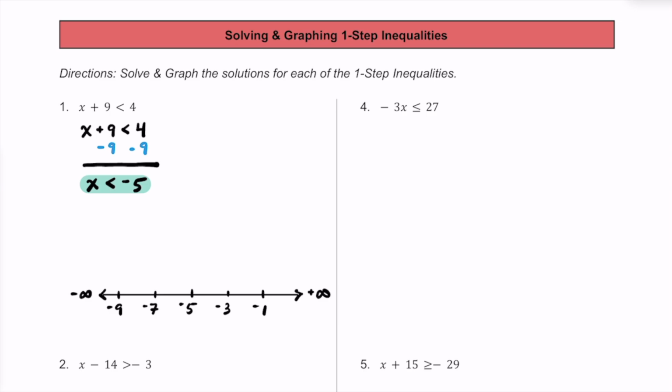Now we know x has to be less than negative 5. That's where we're going to put an open circle on negative 5 because x is not allowed to equal negative 5. You would fill it in if it was allowed to. And x has to be less than negative 5, so that's going to be all the values to the left here on the number line. All right, let's try another one together.